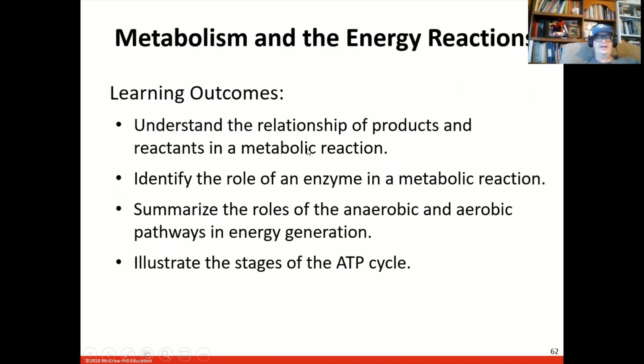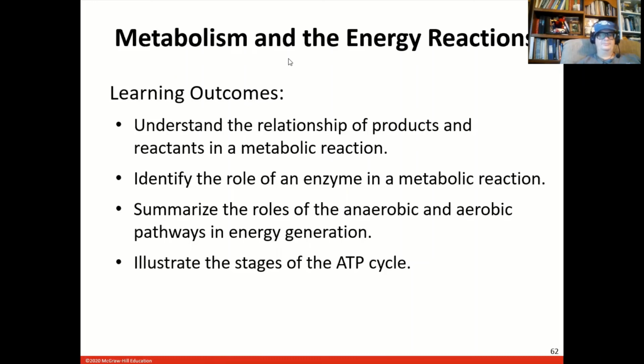Okay, energy reactions. We are going to be talking here about metabolism and energy reactions. So let's just jump in. All right, so we'll talk about enzymes. I want you to know that enzymes speed up reactions by lowering the activation energy, lowering the amount of energy it takes to run the reaction.